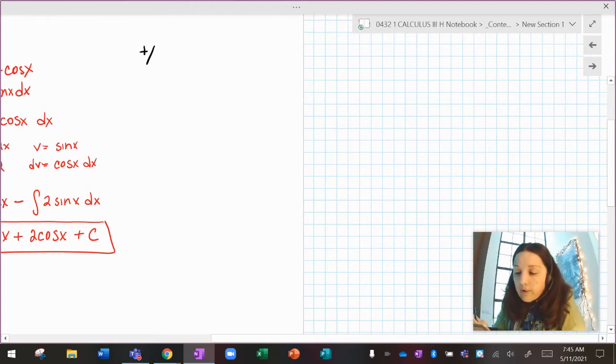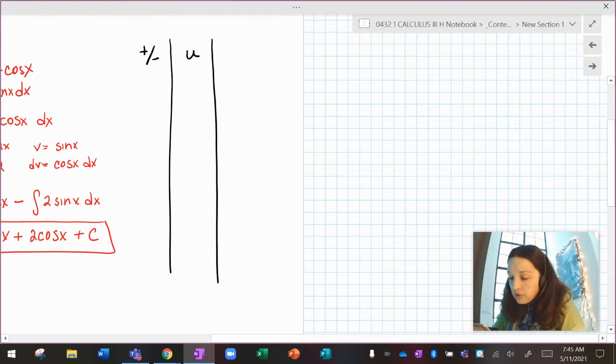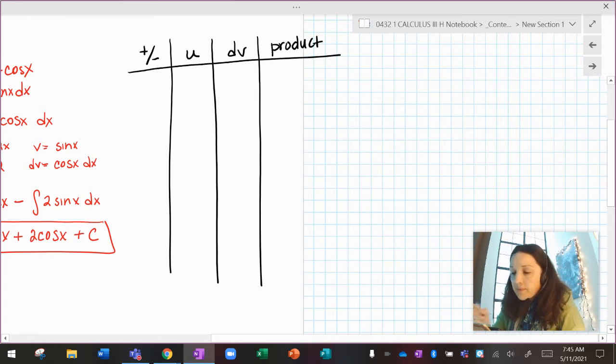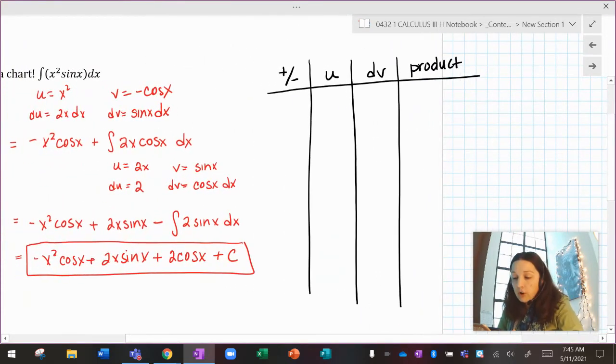You are going to make a chart that says plus minus, u, dv, and product. Okay? In the first row, you are going to skip the plus or minus, you are going to skip the u, and you are just going to write dv. So just like you would when you start, you would say, all right, LIATE, what would be u, what would be dv? Well, u would be x squared, dv would be sine x. So sine x is going to go right here in dv.